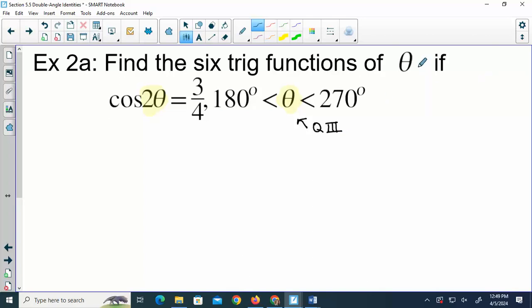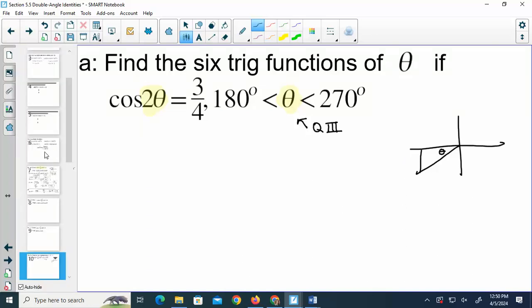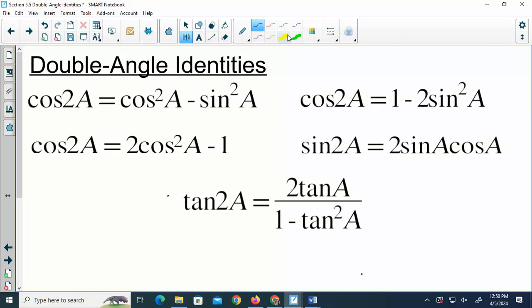Alright, I want to find all 6 trig functions of theta. I can do that if I can find at least one of them, because then I could set up a triangle in quadrant 3, and once you know one of the trig functions, you can find all your sides and do your SOHCAHTOA. So cosine 2 theta has 3 different formulas. There's 3 options. 2 of them are okay and 1 is not.